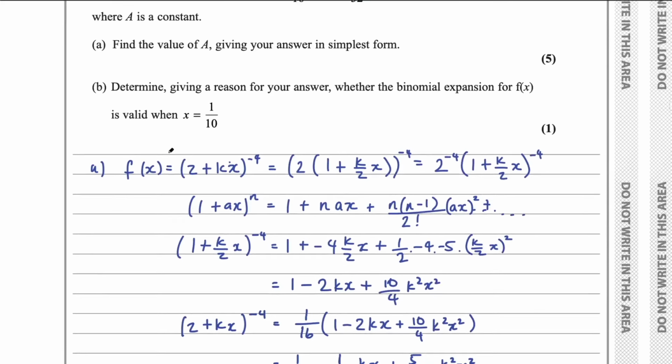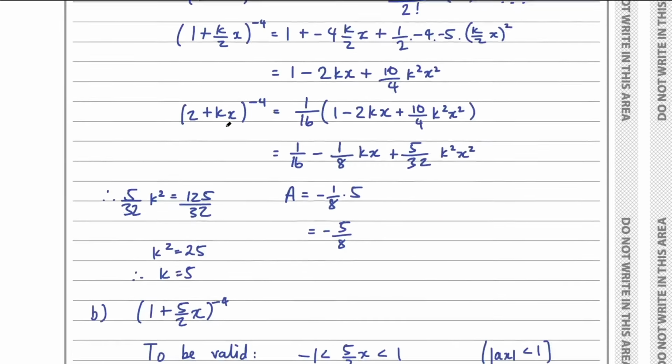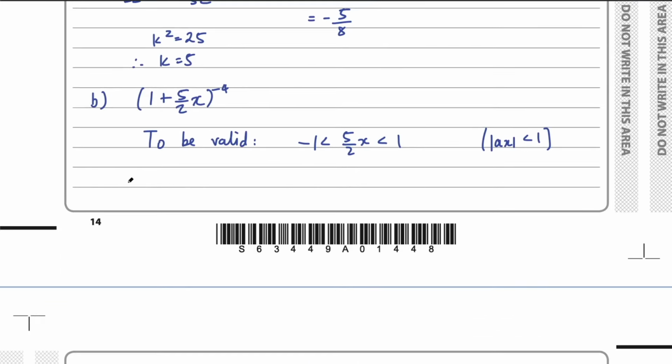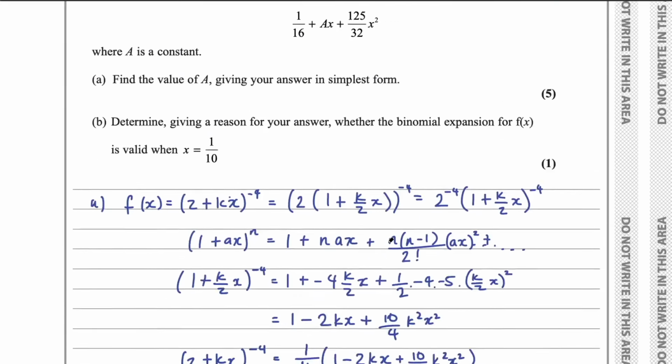So they say, how do you know it's valid when x equals 1 on 10? We'll then say when x equals 1 on 10, 5 on 2x, plug 1 on 10 into that, we would get 1/4. And that's clearly between negative 1 and 1. So therefore, this value of x is valid. All right, so that was part B.